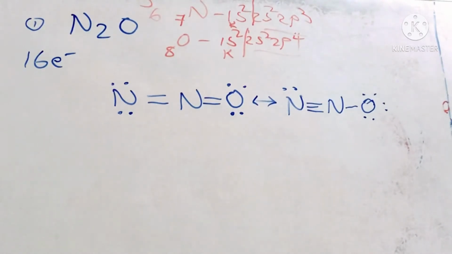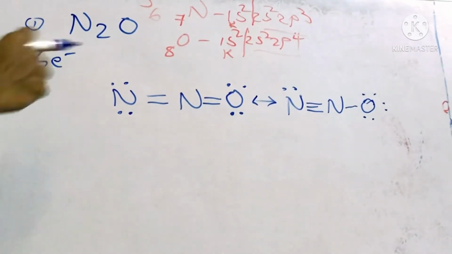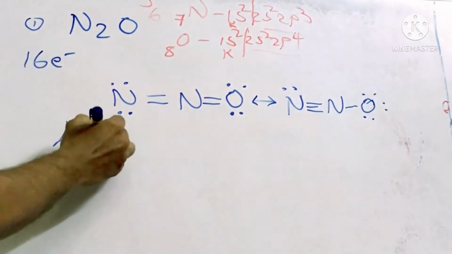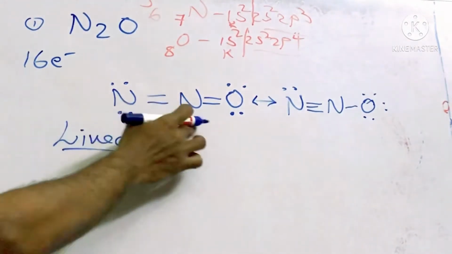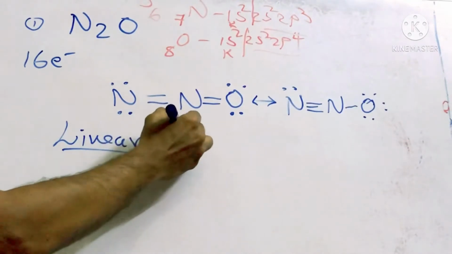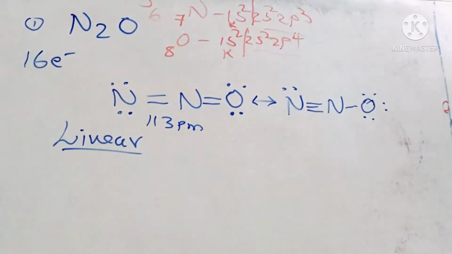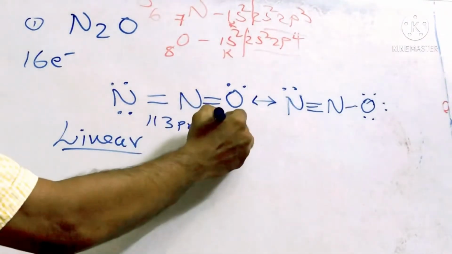So as you see in this structure, you can say that it is a linear one, a linear shape. So the bond parameters we can also try. Linear, and the bond lengths: the NN bond length is around 113 picometer, and the NO bond length is around 119 picometer.